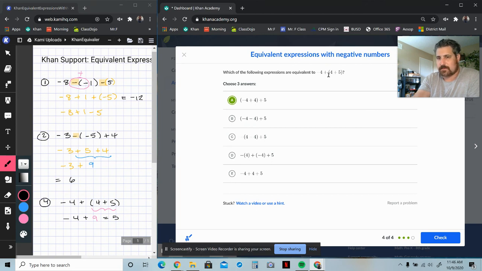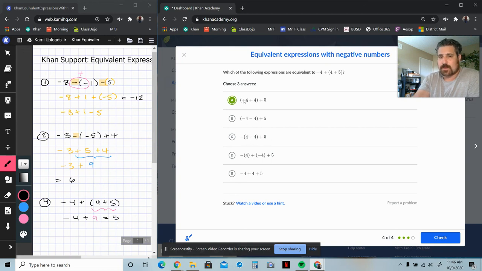Negative 4, negative 4. No. It should be a positive 4. Positive times 4 is positive 4. This is not right. This one here is negative the quantity of 4 minus 4, which is really a negative 4, and then a negative times a negative is a positive, so it'll be plus 4. So this one's going to come out to being basically negative 4 plus 4, which is okay. And then plus 5. Yeah, this one's fine.